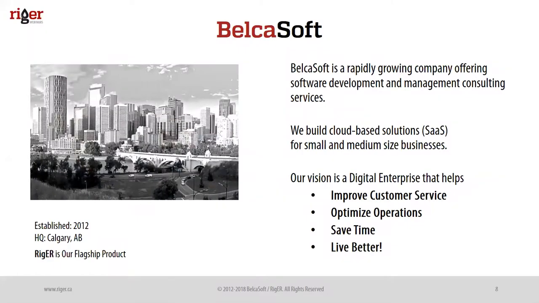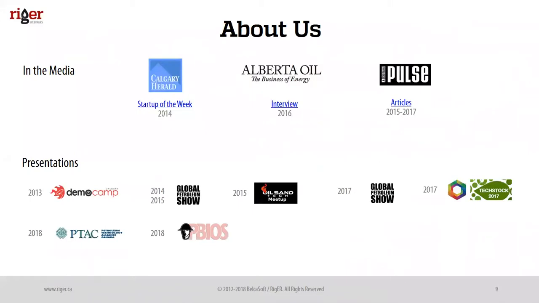Just a brief overview for the new users of RigER. What is our product and where we come from? So RigER is the flagship product of Belkasoft, and we are a Calgary company established in 2012, and we're now running into the 6th year of our life cycle. So we are a rapidly growing company that is proud of being in the market of oil and gas equipment rentals and services. We have a mission and vision to create a digital enterprise for all the rental equipment, and the pain that we've suffered initially was exactly from the industry that we're now serving, since we've worked in the industry before.